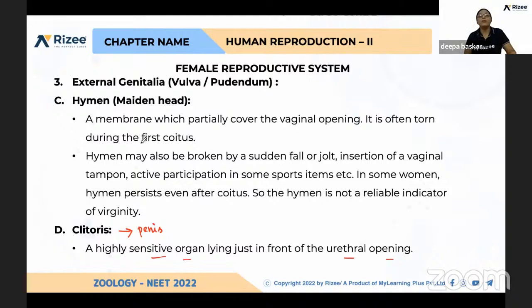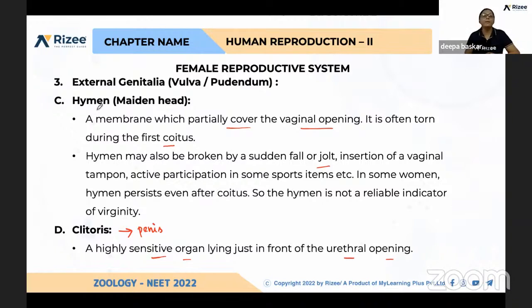And again, the hymen. What do you mean by this hymen? It is a membrane which is covering the outer part of the vaginal opening. Usually there is a belief that the hymen will be broken only during the first coitus, first copulation, but it is not necessarily so. We cannot believe this myth, because even vigorous sports activities, or fast cycling, a sudden fall or jolt, and even vaginal tampon insertion, everything may lead to the breakdown of this hymen.